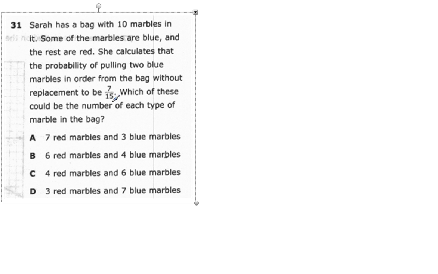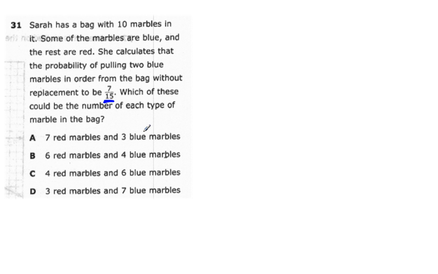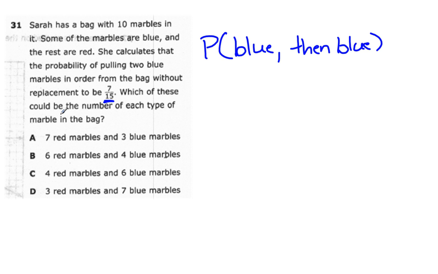This time it's saying, here's the probability, here's the final answer. It wants to know, how did we get that? Which really means we need to try all of these out. So it's going to be different depending on how many blue marbles there are, but we're always pulling out the same thing. We want probability of getting a blue, and then blue again, without replacement.